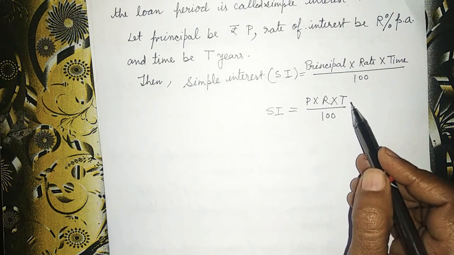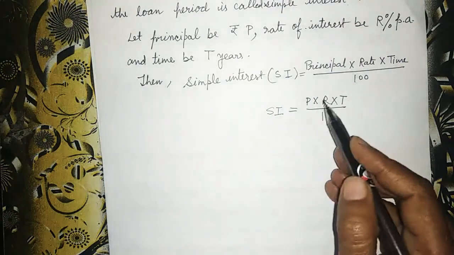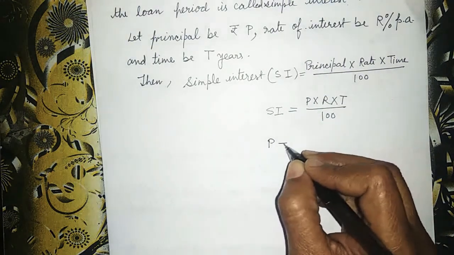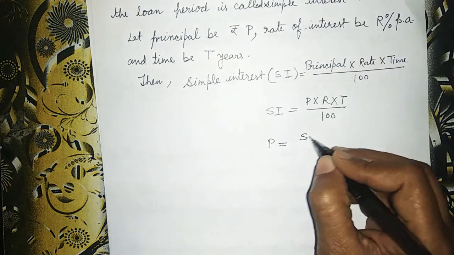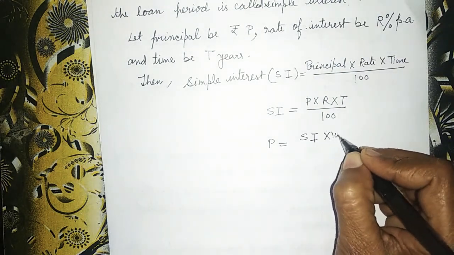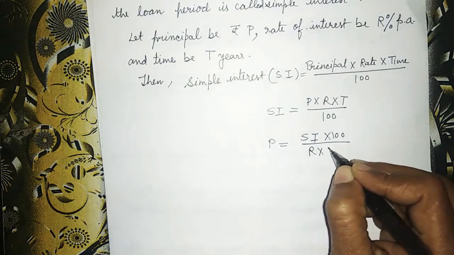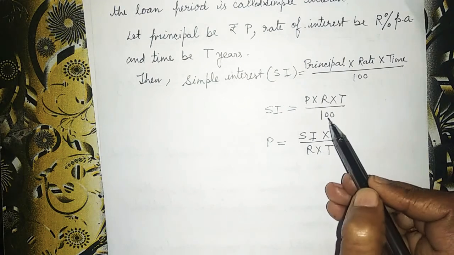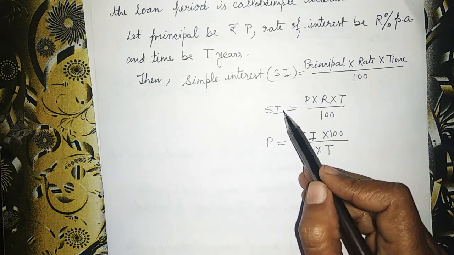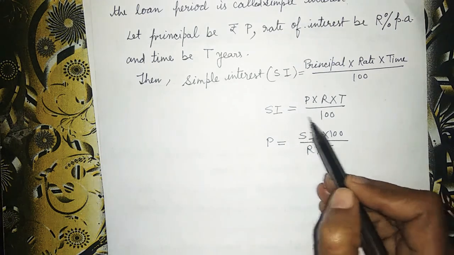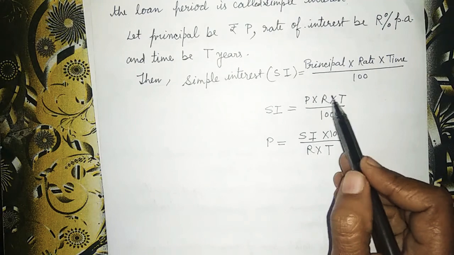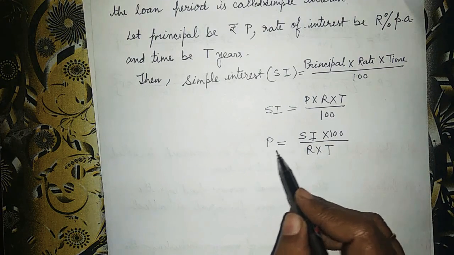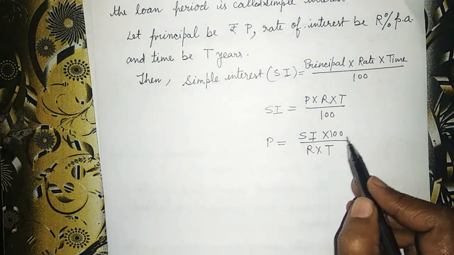And suppose that if we know simple interest and we want to calculate principal, okay, then formula will be SI into 100 upon R into T. Like this also you can see. P is here only. 100 is in division. If you will write here, then it will come in multiplication. Then SI into 100. And here R into T will come in division. Okay. And for principal, formula will be SI into 100 upon RT.